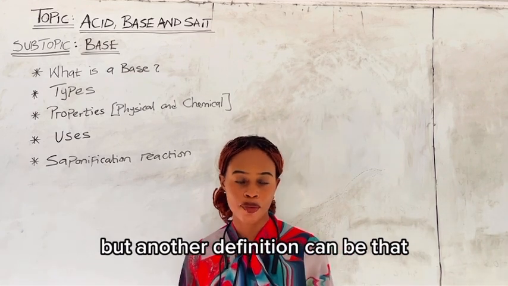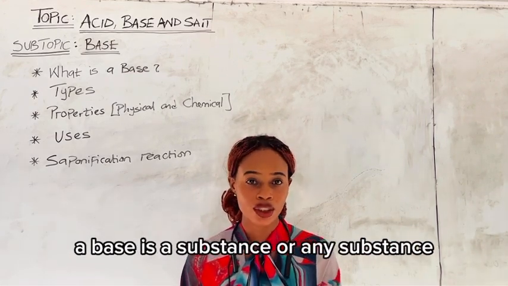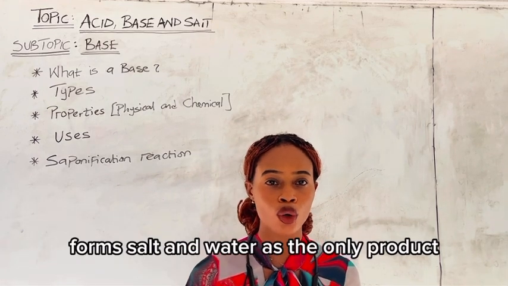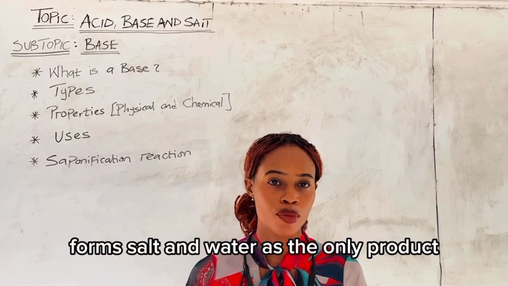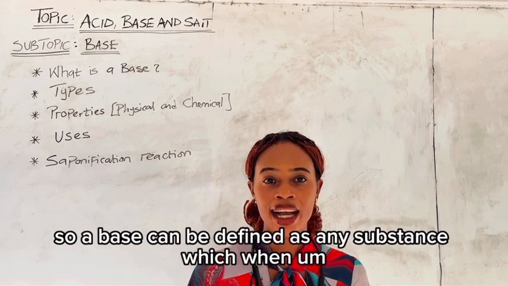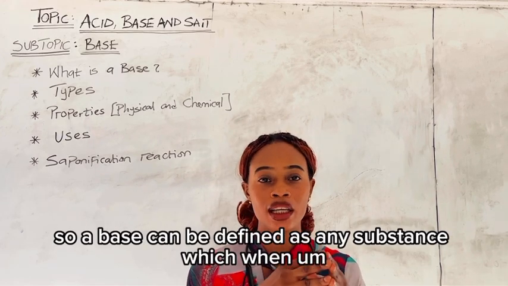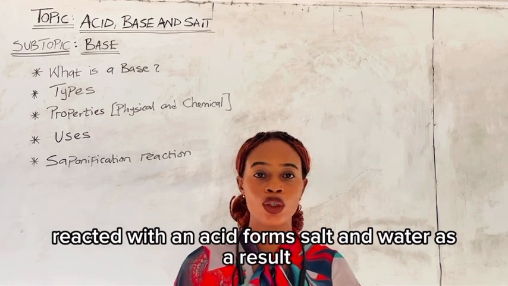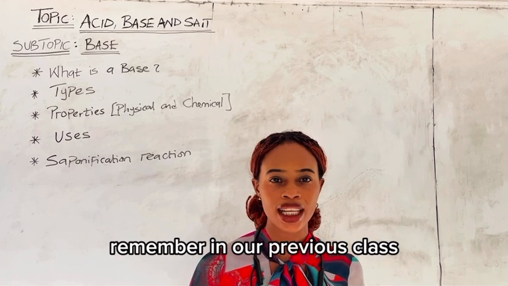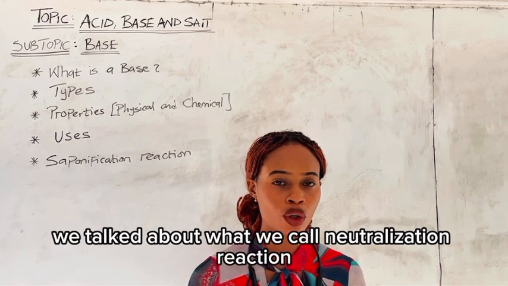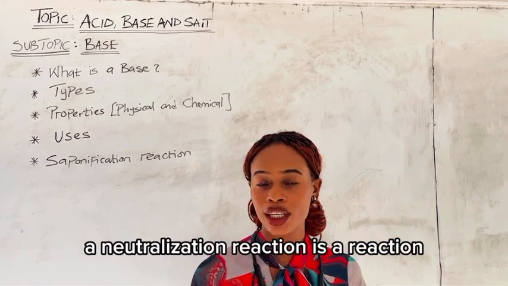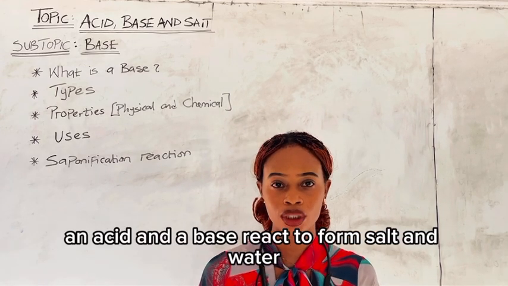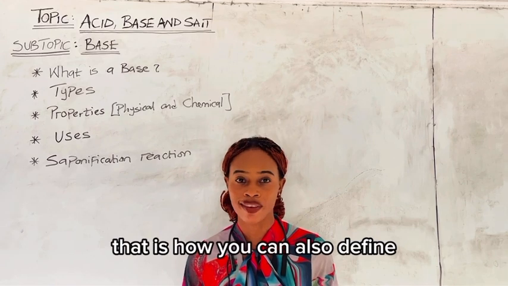But another definition can be that a base is any substance which when reacted with an acid forms salt and water as the only product. So a base can be defined as any substance which when reacted with an acid forms salt and water as the only product. Remember in our previous class we talked about what we call neutralization reaction. And I told you guys that the neutralization reaction is a reaction in which an acid and a base react, they form salt and water. So that's how you can also define a base.